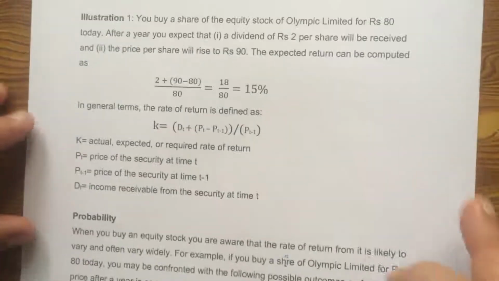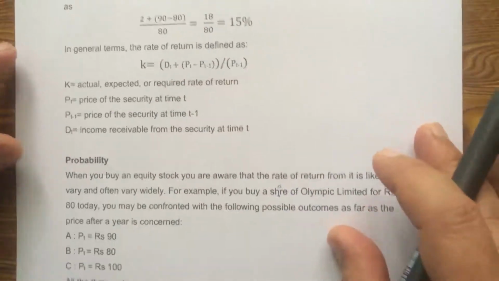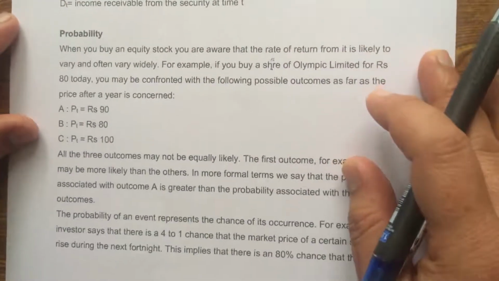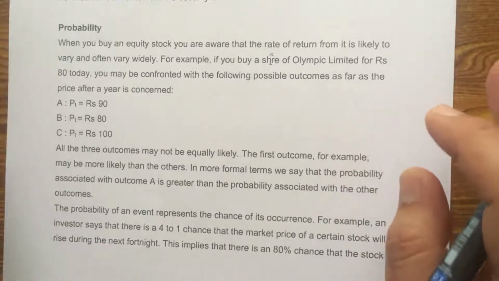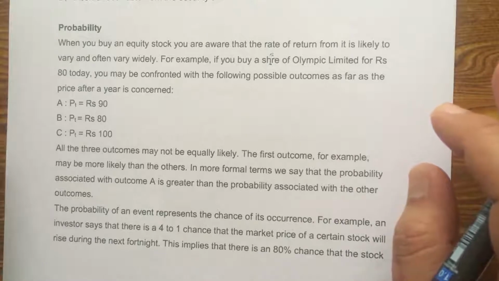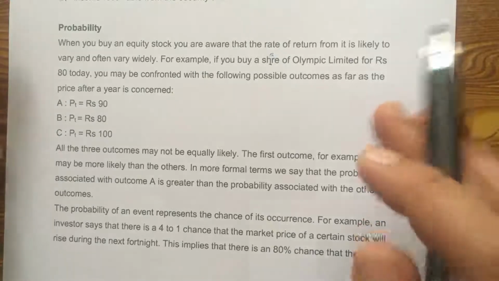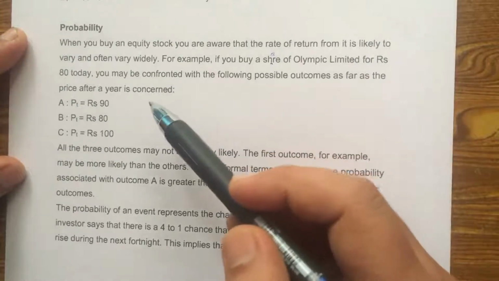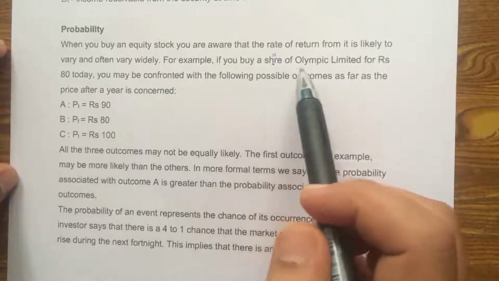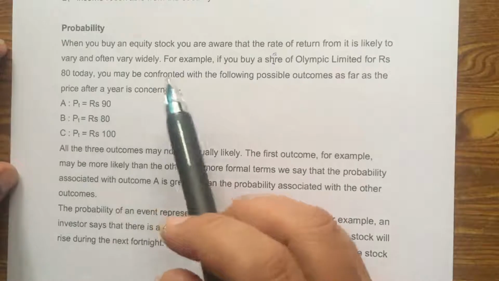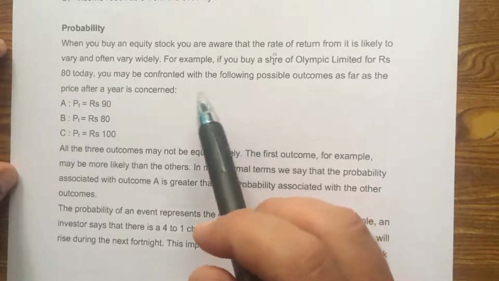Now, in the previous illustration, we said that after a year, the price per share will rise to 90. Now, is there a certainty? Is it certain that the price per share will rise to 90 rupees? No, it is not certain, right? It is uncertain. So therefore, when you always deal with the future, you're dealing with uncertainty. And so even here, when you buy a share of Olympic Limited for 80 rupees today, you are confronted with possible outcomes after a year. What will be the possible outcome?